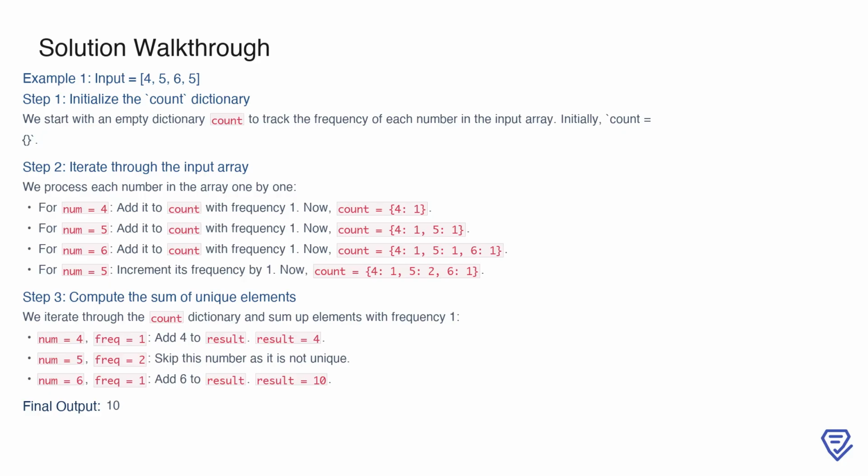Once we've built this frequency dictionary, we compute the sum of unique elements by iterating through the dictionary and summing up the numbers with a frequency of 1. The number 4 has a frequency of 1, so we add it to our result, making the result 4. The number 5 has a frequency of 2, so we skip it. The number 6 has a frequency of 1, so we add it, bringing the result to 10. Therefore, the final output for this input is 10.